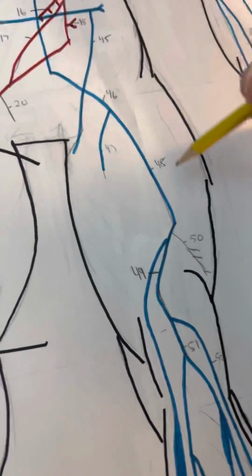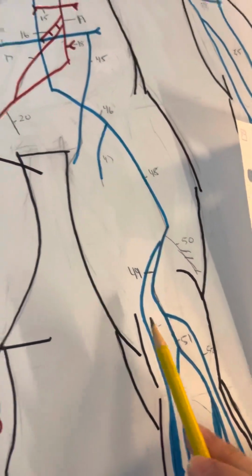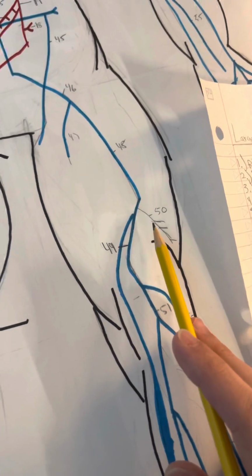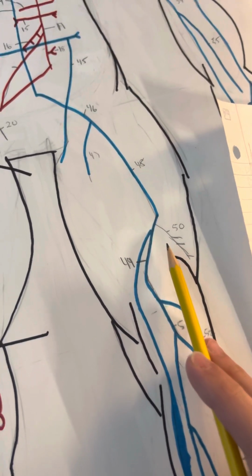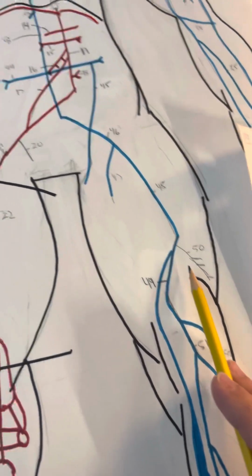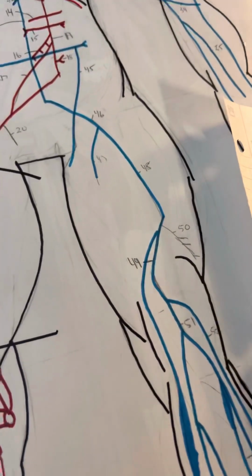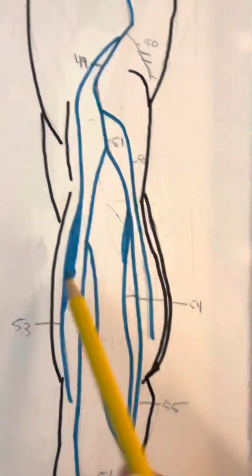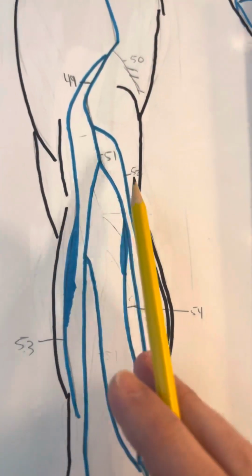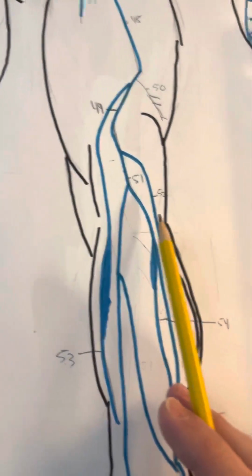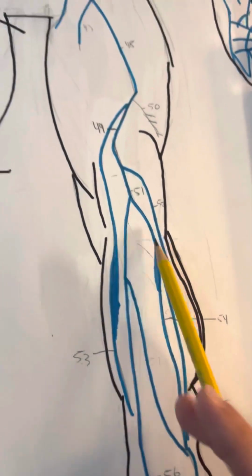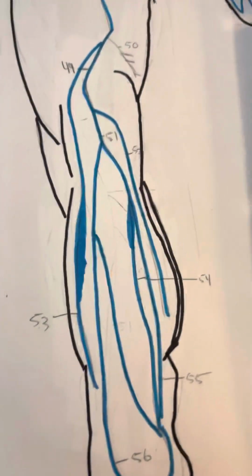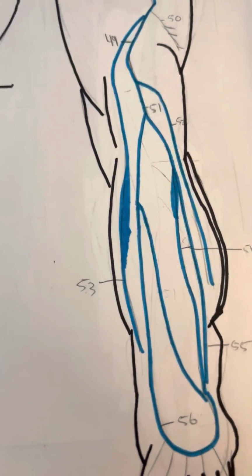49 is carrying us down to the left femoral. 50 here, I didn't color that in, apparently, is the deep femoral, the left deep femoral. Down to 51 here, which is going to be the popliteal vein, the left. 52, the left small saphenous. Then 53 over here, we've got this big long one, that's the great saphenous vein.